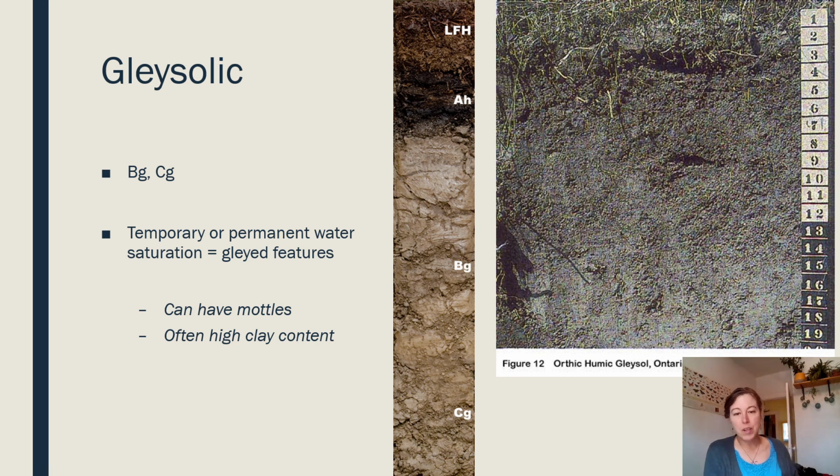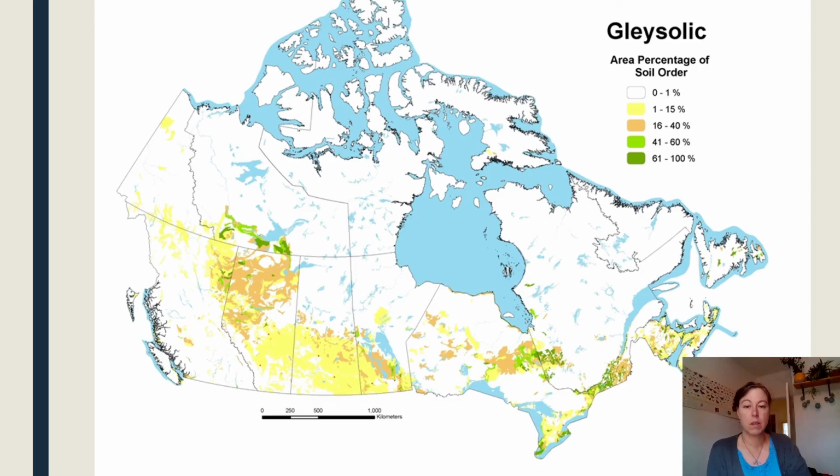Gleysols are one of the easy ones. The dominant feature is gley. So they've been saturated for most of their life as a soil. So you're getting gley B layers as well as gley C layers because the water saturation is all the way through. And you're going to find them in low-lying areas where you can get high water tables.